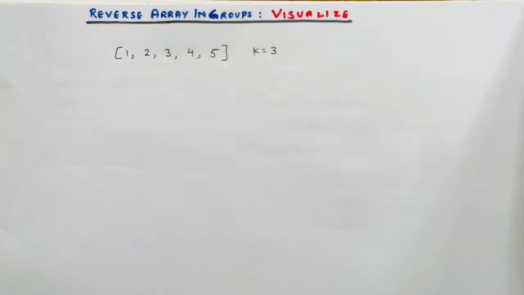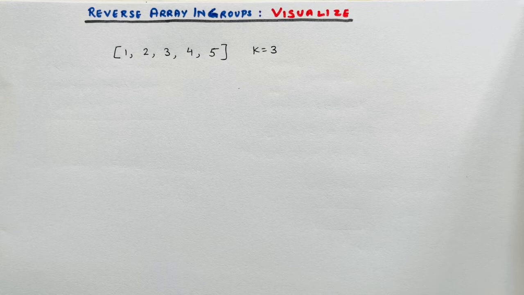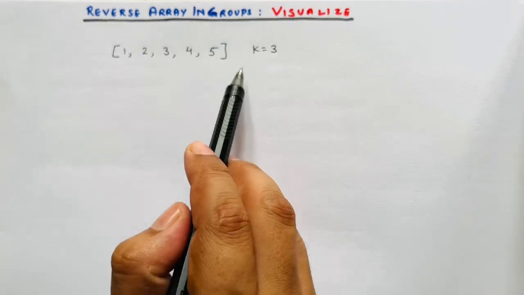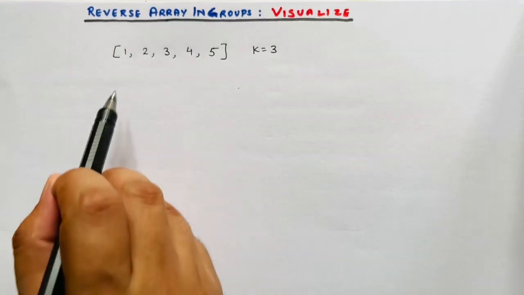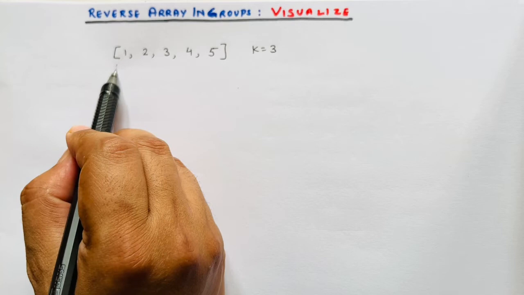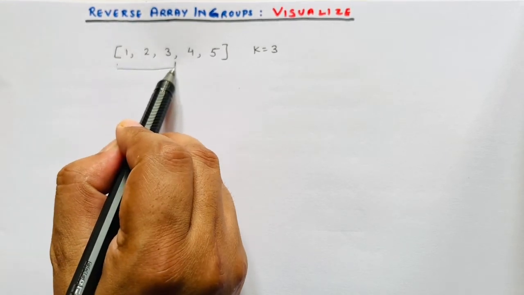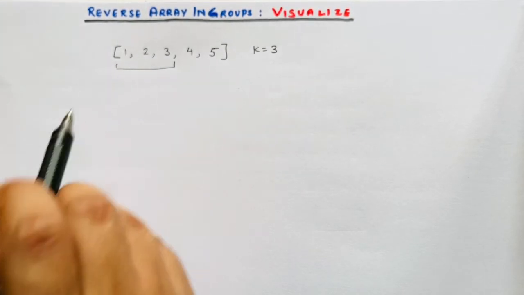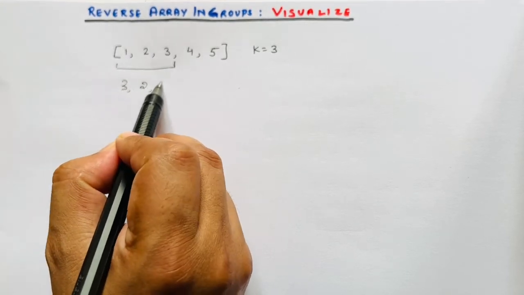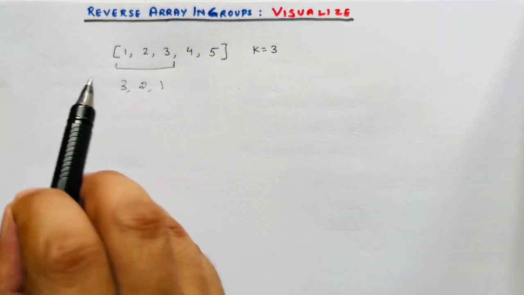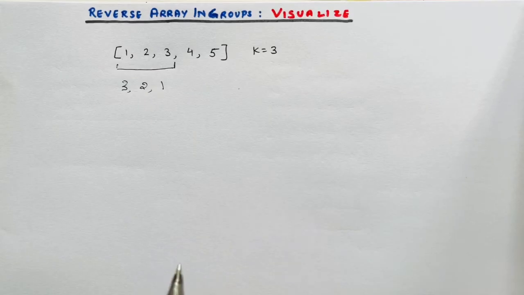Before jumping to the solution, let us first try to visualize how is this reversing happening. So for example, here k is equal to 3. So we first select a block of size 3 from starting position. For example, in our example, this becomes the block. We reverse it. We know how to reverse it. 3, 2, 1, right?